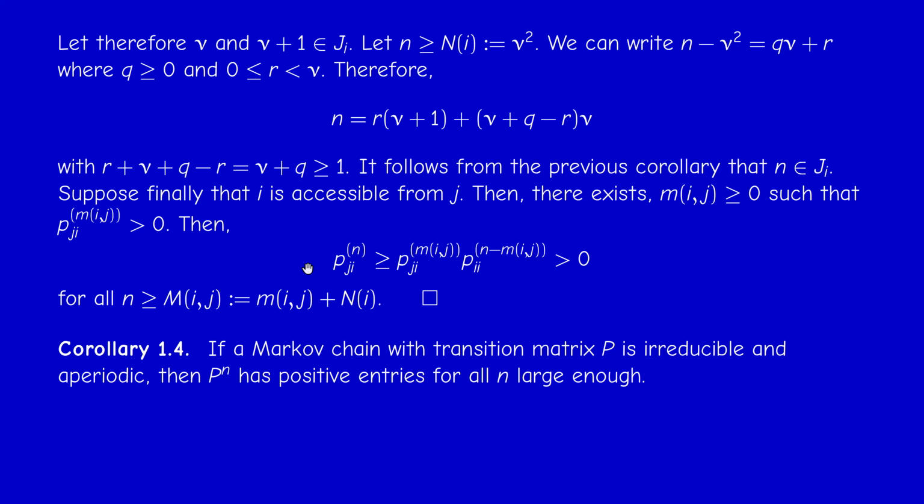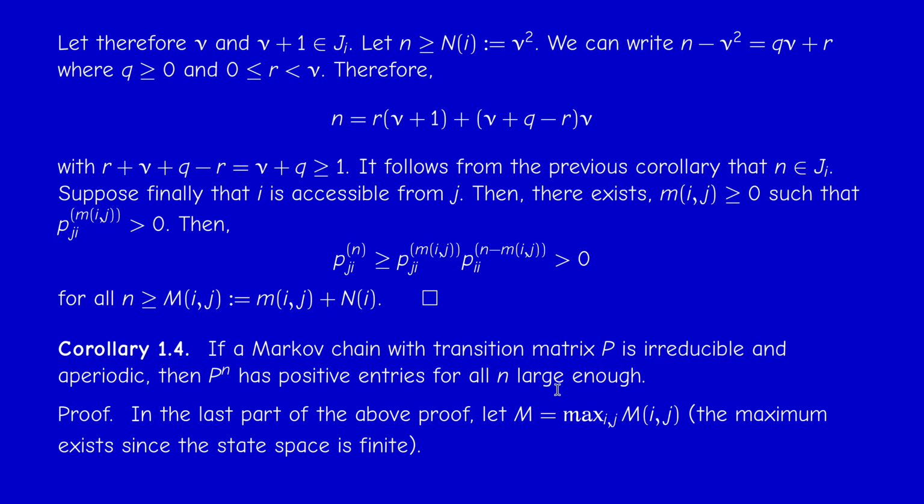And last result, corollary of this, is that if a Markov chain is irreducible and aperiodic, so the period is necessarily 1 in this case, then starting from a certain rank, P to the n has positive entries. So all the elements of P to the n are positive for n large enough. Why is that? Because look at this. Here, i and j are arbitrary. And since the chain is irreducible, i is accessible from any state j.